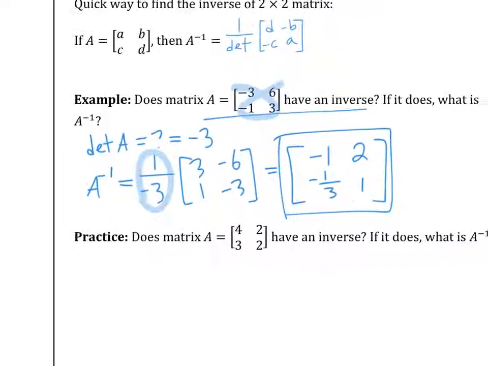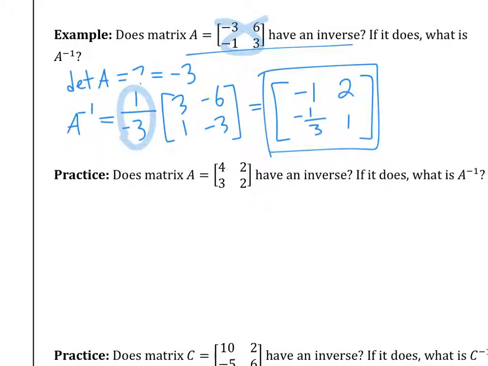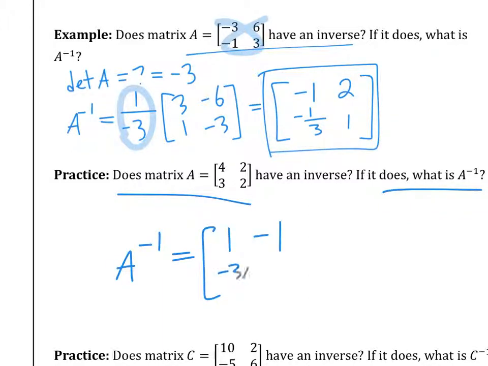All right, we have a few more minutes. Okay, find this. Does it have an inverse? If so, what is A inverse? All right, A does have an inverse, and then A inverse is equal to 1, -1, -3 halves, 2.